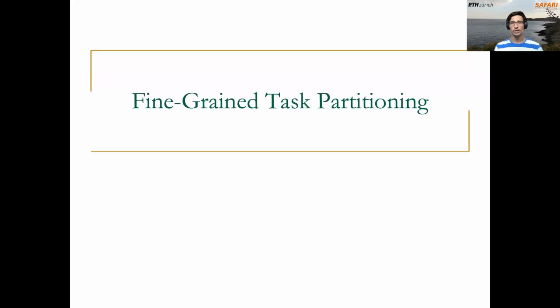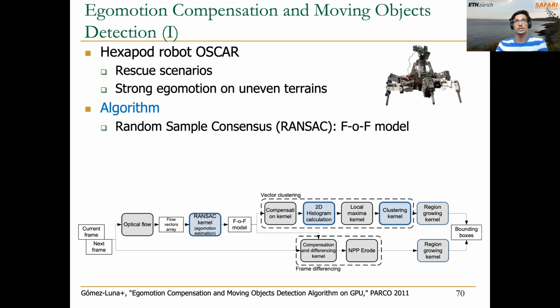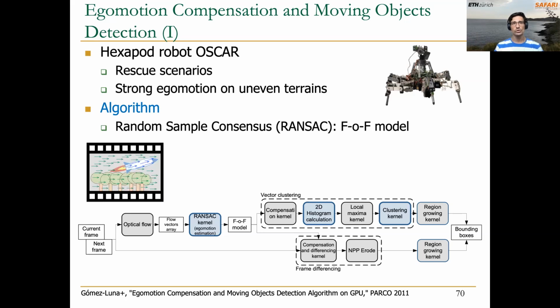Now let's talk about some examples for fine-grained task partitioning. The first one that we are going to discuss today is the random sample consensus algorithm, or RANSAC. That is a popular algorithm to generate models of something happening in our input data. In particular, we use it for ego motion compensation and a moving object detection algorithm that was used by a hexapod robot.